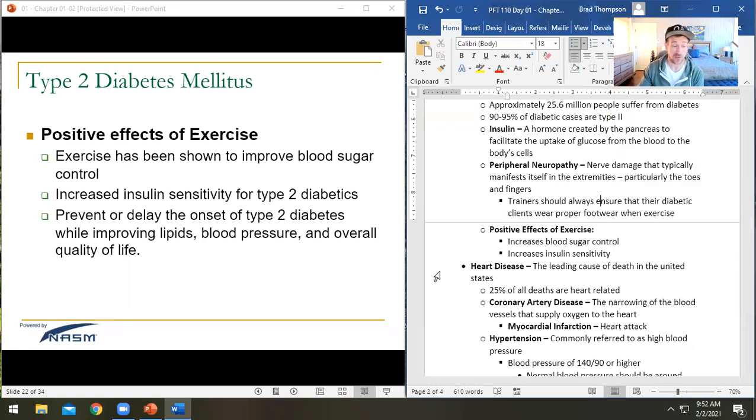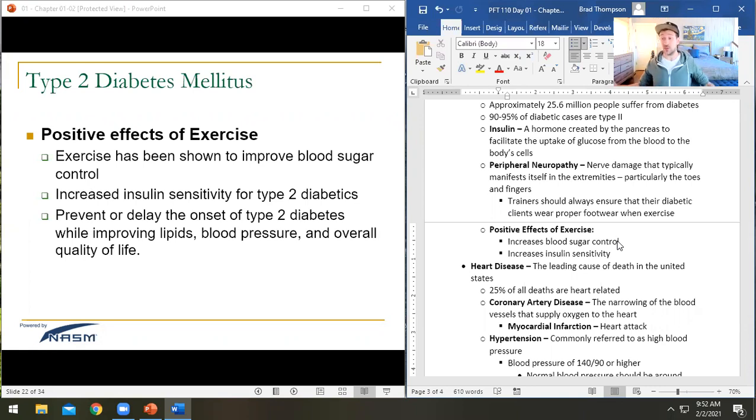So here's the thing though, we know that exercise has super positive effects on diabetes, right? It increases your blood sugar control because it increases your insulin sensitivity. So even if your pancreas is not producing enough insulin, because maybe you have type 1 diabetes, great, start exercising. Exercise will make your cells more sensitive to that insulin. So even the little bit that you do produce will work better.